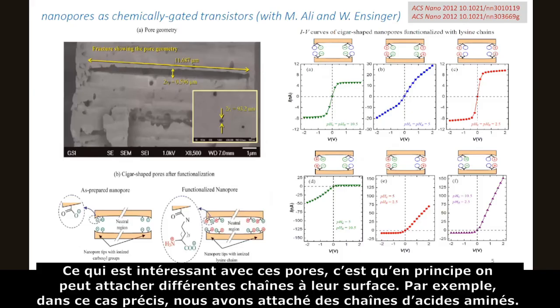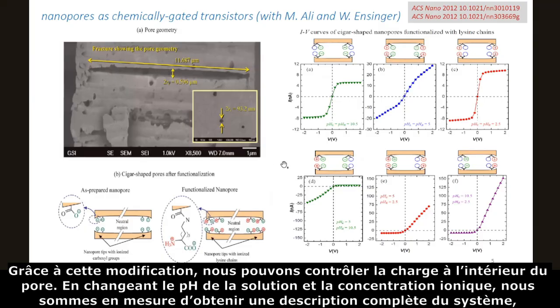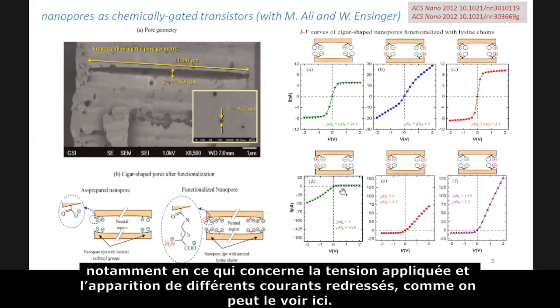An interesting thing with these pores is that in principle you can attach chains to the pore surface. For instance, in this case we have attached amino acid chains. With these chains we can control the charge in the pore, and by changing the pH of the solution and the ionic concentration, we are in principle able to have a full description of the system concerning, for instance, the current-voltage curve. We are getting different rectifying currents, as you can see here.